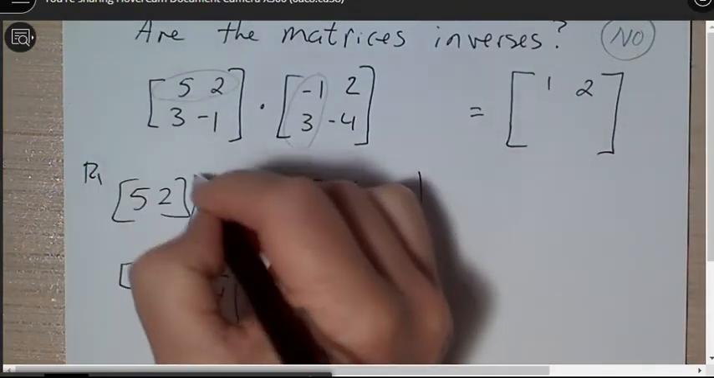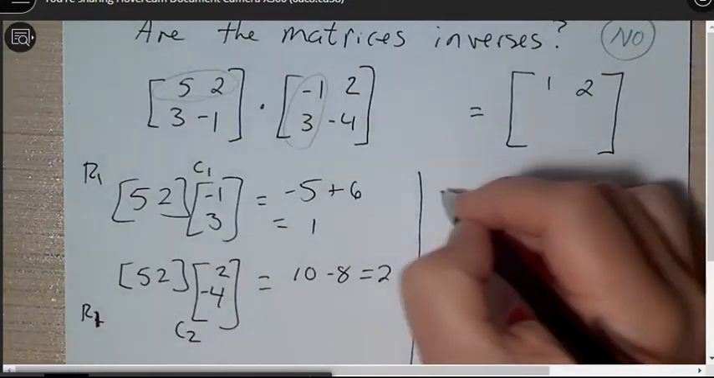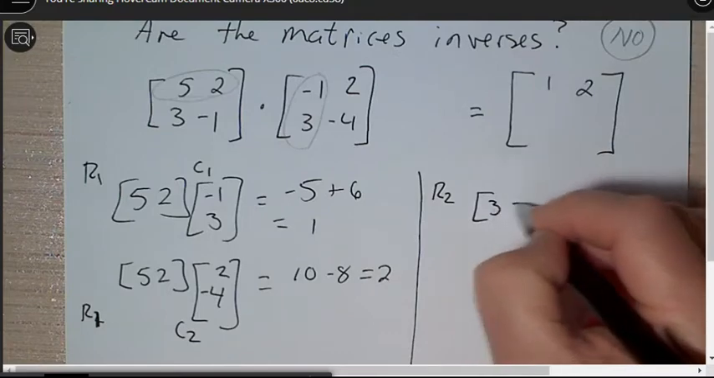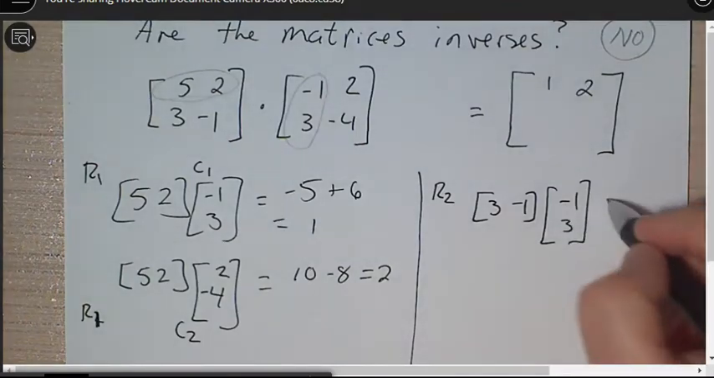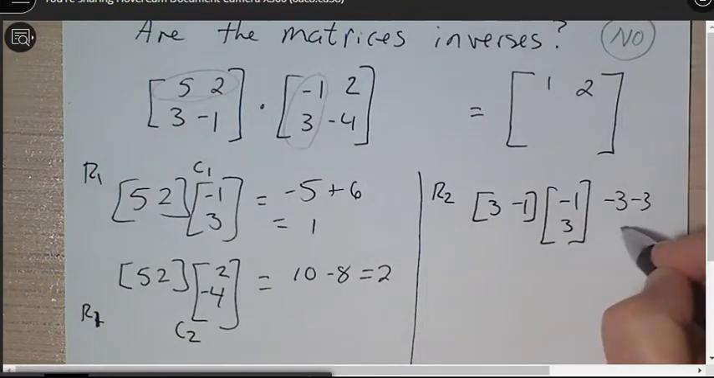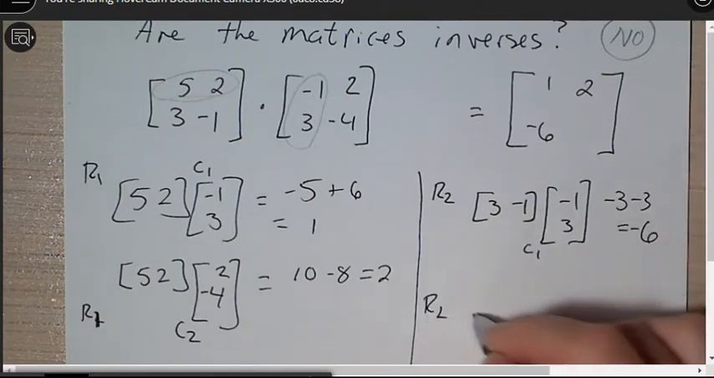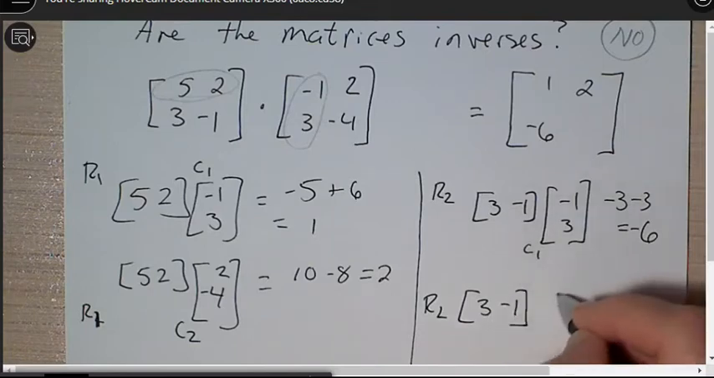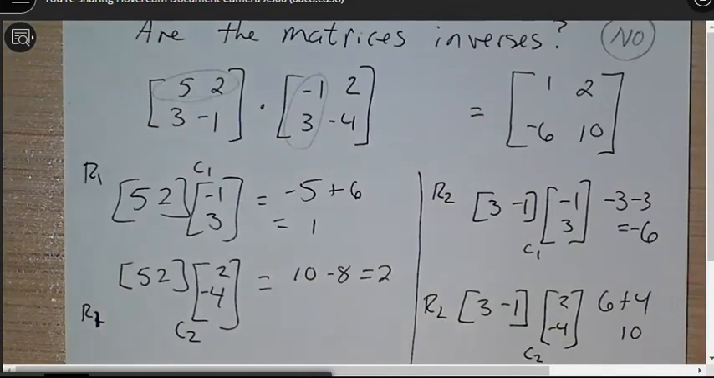So this was row 1 times column 1, row 1 times column 2. And over here, let's do row 2. So now we're going to do 3, -1, and multiply by -1, 3. So that is -3 plus -3, which would be -6. So then we'll do that times 2, -4. So that is 6 plus 4, which would be 10.